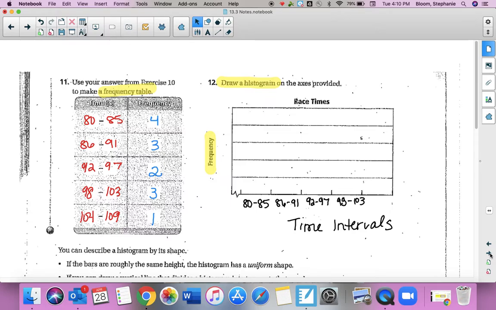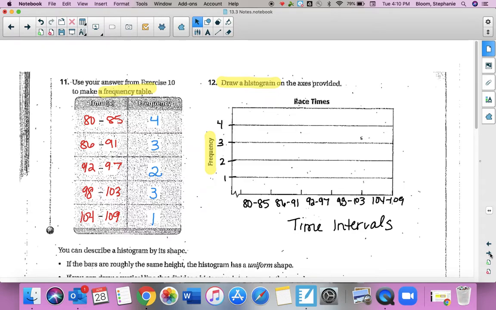And then 104 to 109. Okay? And then on the right side, my frequency, the lowest was 1 and the highest was 4. So I'm just going to number these by 1s. And then we're going to draw our bars.